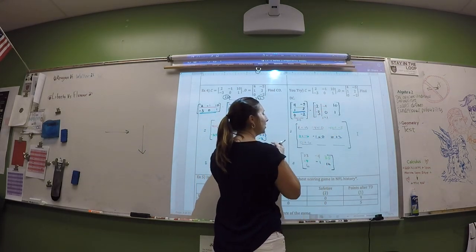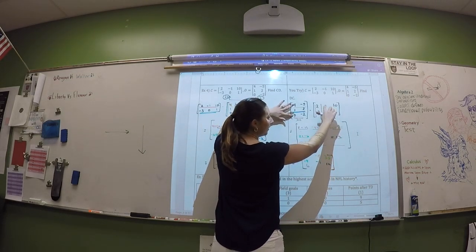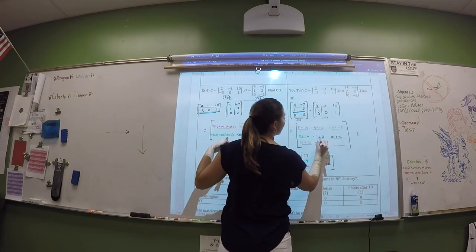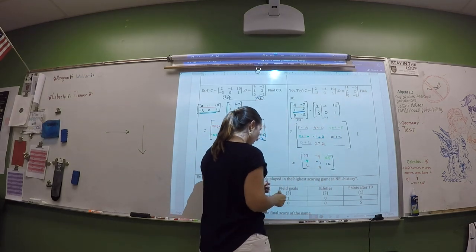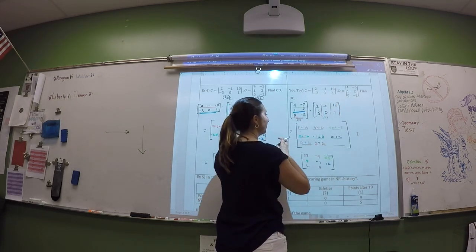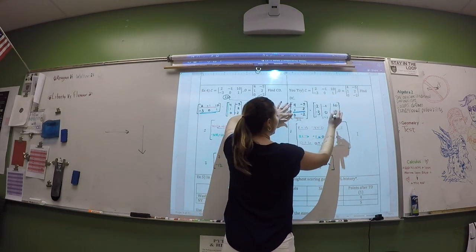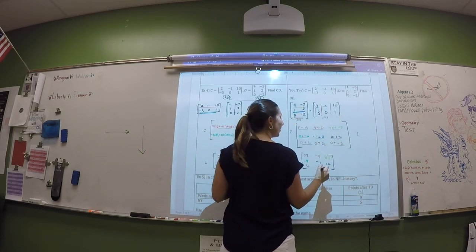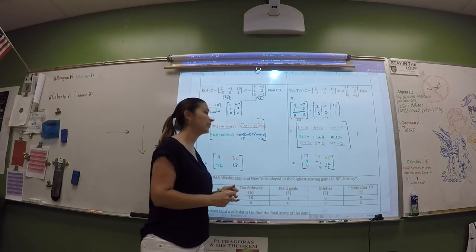Row 3, column 2, 0 and -1, 0, -2 times 0 is also 0, add 0 plus 0, you get 0. And one more, last column, 0 times 10 is 0, -2 times 1 is -2, add them together, and you get -2. Very cool. That's what you should get.